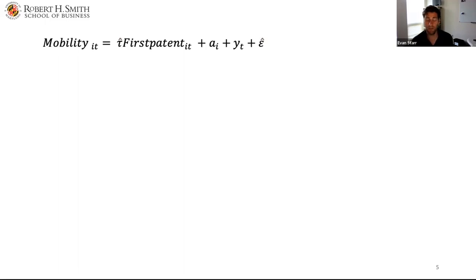Okay, but this is important. It just turns on one time. It's only for your first patent grant. And then we're going to have individual fixed effects here and time fixed effects. Okay, so a very simple model.